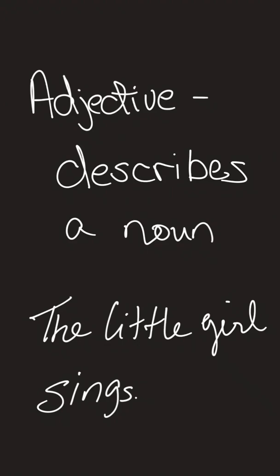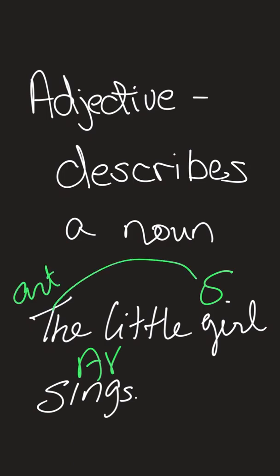Hi guys, this is just to review how an adverb can describe an adjective. And just to quickly review, remember adjectives describe nouns. So in this sentence, the subject is girl. What does the girl do? Our action verb is sings. We have the article the, and what does the describe? It tells us which girl. So what is little? Well, little tells us something about the girl. It describes a noun, so that's an adjective.